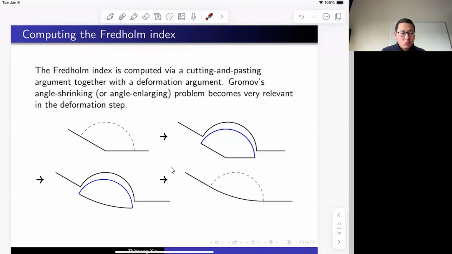Okay, so intuitively, at least heuristically, you see that some deformation is needed, and through the deformation process, the angle enlarging problem is going to enter. So now precisely how does that work? The index theoretic computation works like this. Since the difficulty is caused by this corner right here, let me actually cut out this corner.